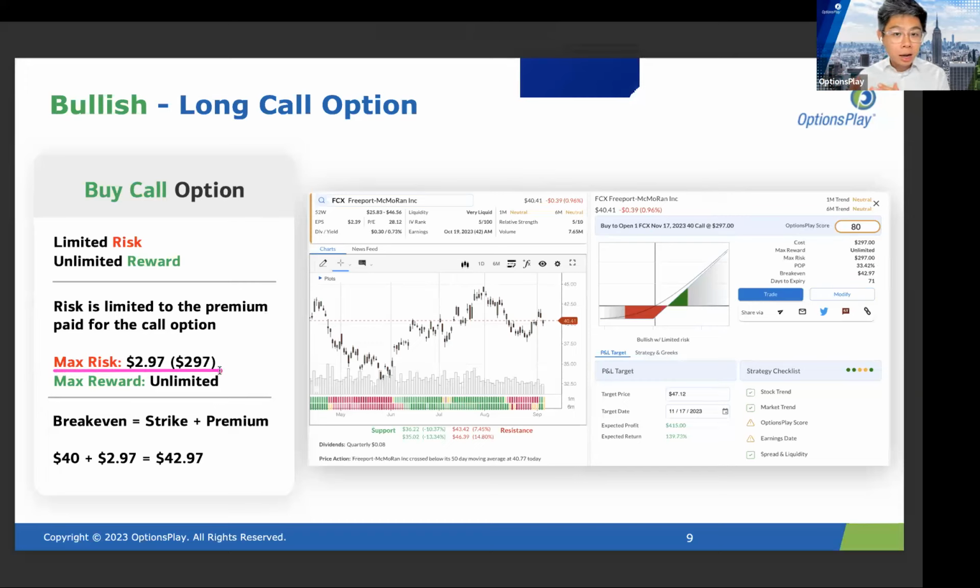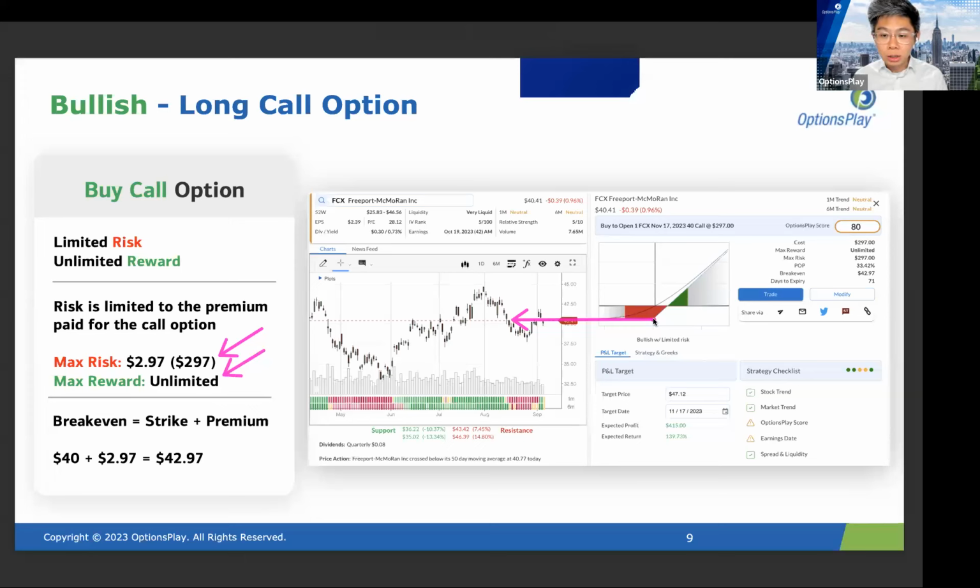And remember, each contract refers to 100 shares. So $2.97 per share multiplied by 100 means that I have to lay out $297 in cash to buy this call option. That's the most I can risk. So when I refer to limited risk, what I'm risking here is the amount of cash that I have to pay to buy that call option. What I get for that is unlimited upward potential.